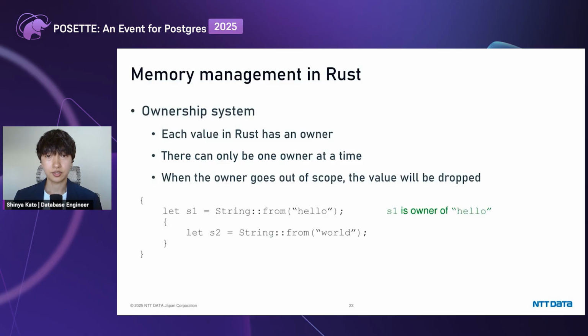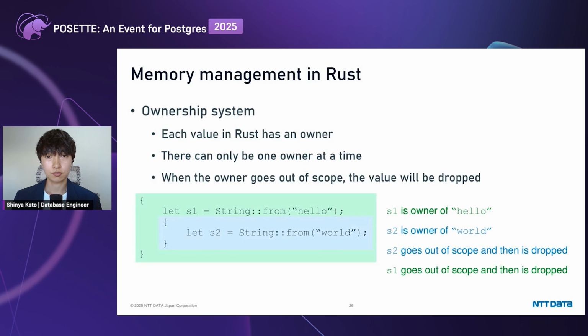As shown in this diagram, when S1 is declared, S1 becomes the owner of the hello. Similarly, S2 becomes the owner of world. Next, S2 goes out of scope and then is dropped, freeing its memory. Likewise, S1 goes out of scope and it's dropped, freeing its memory.